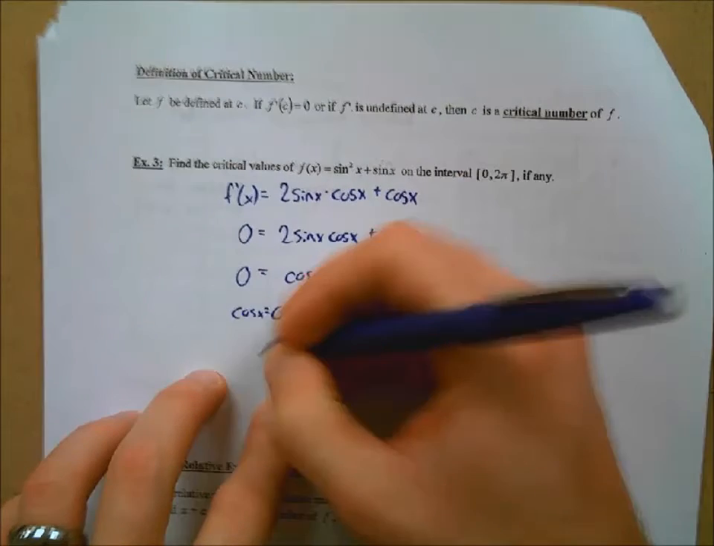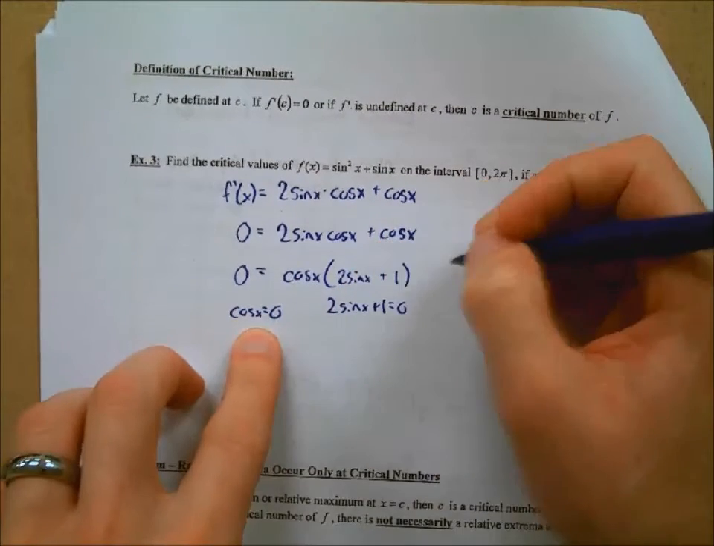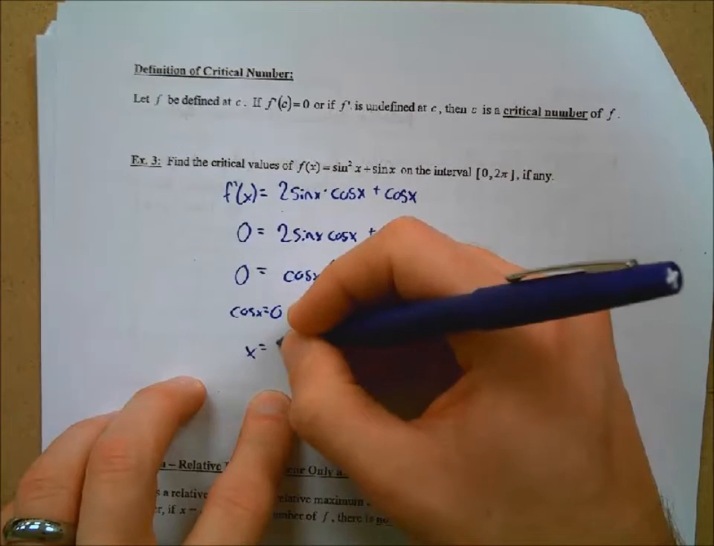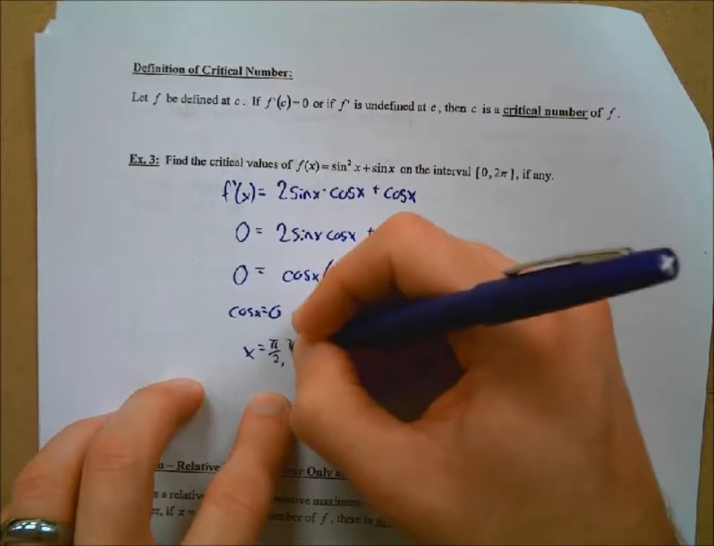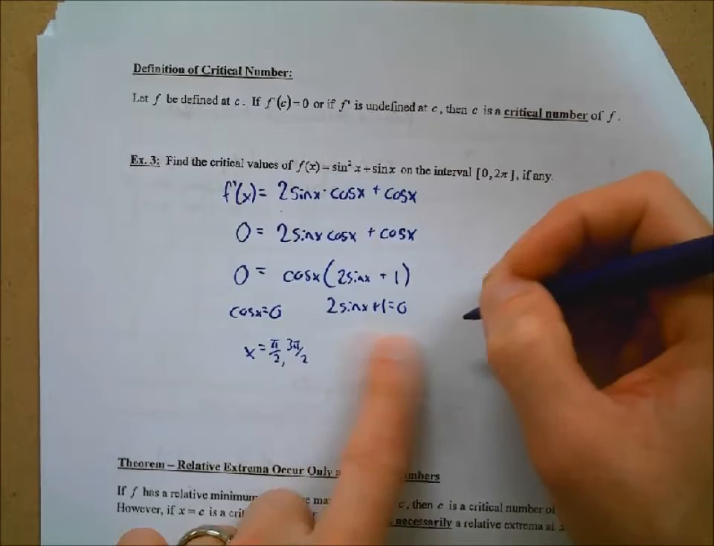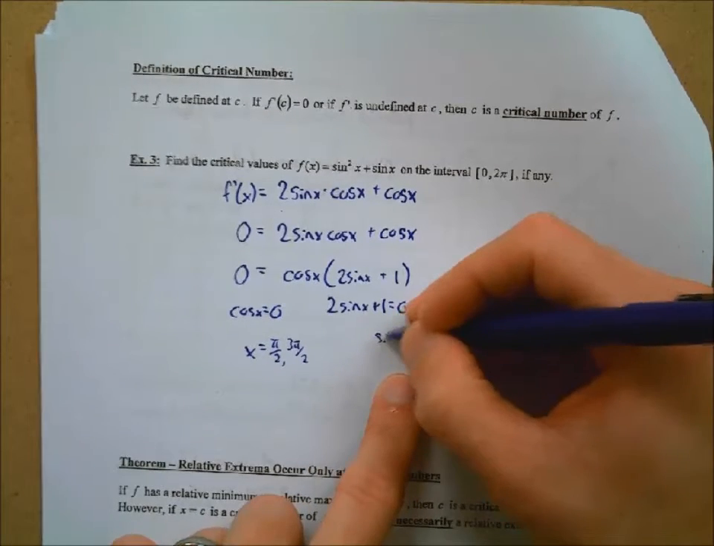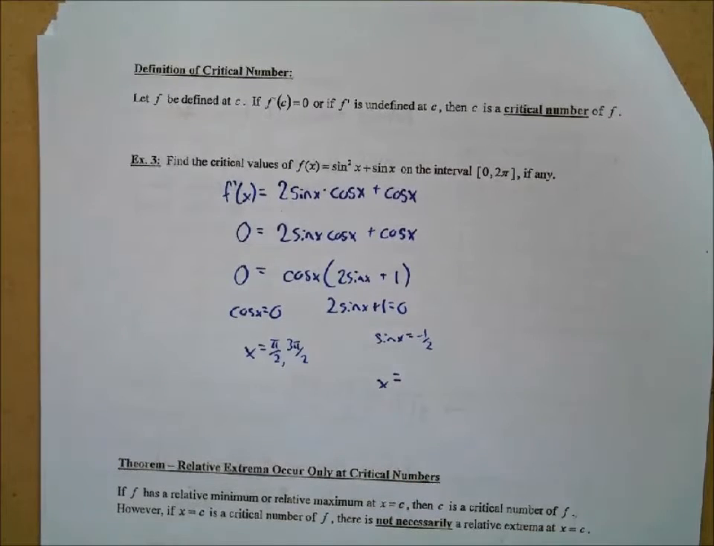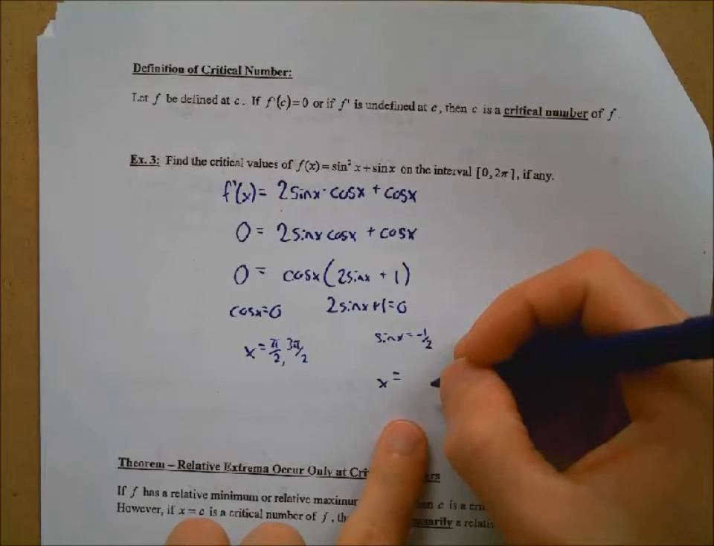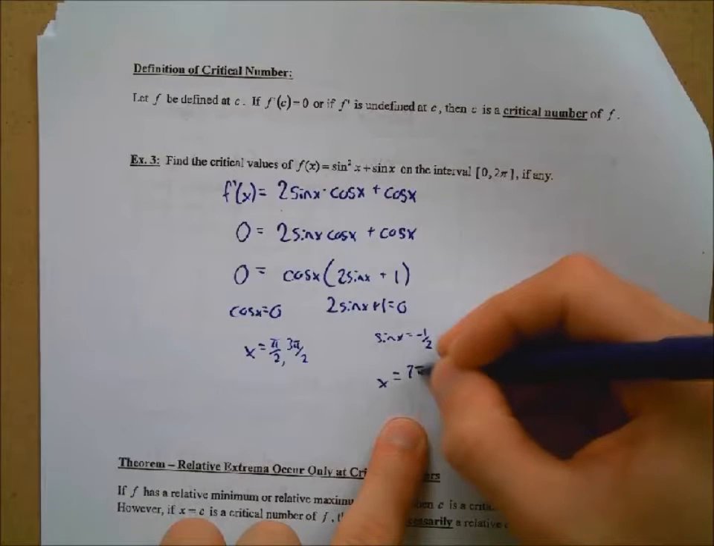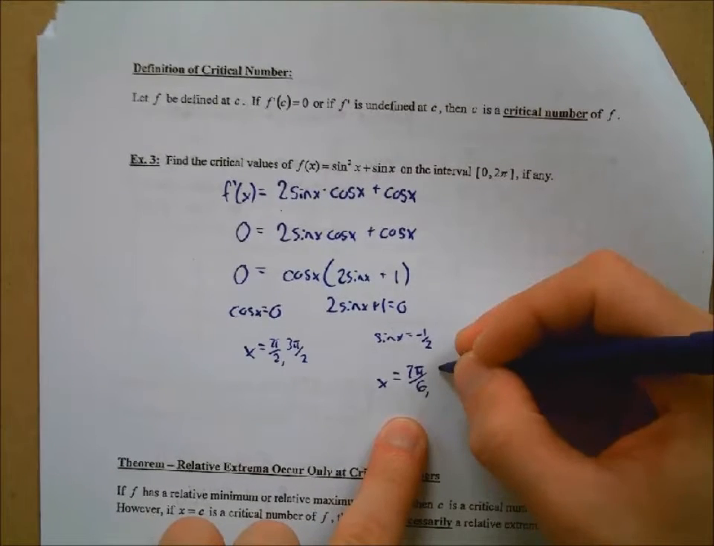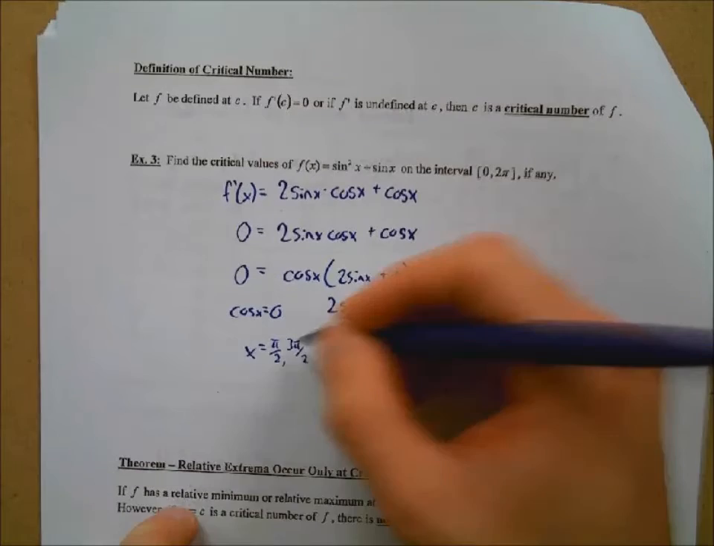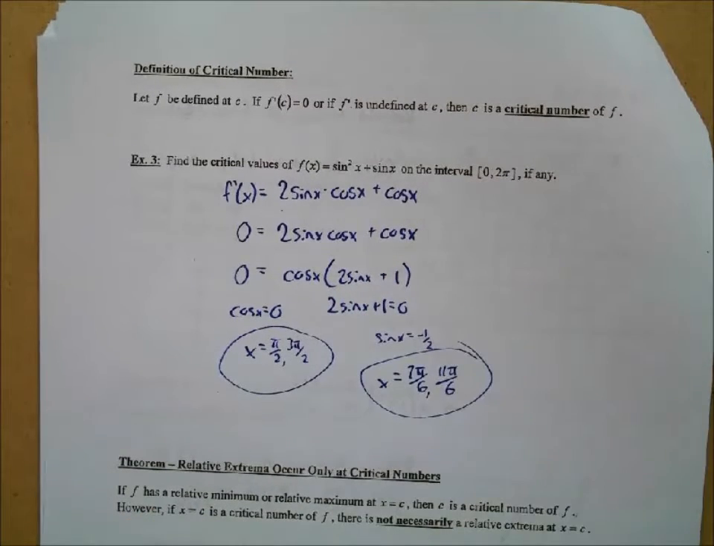And so cosine of x equals 0 from 0 to 2 pi, that's at pi over 2 and 3 pi over 2. And then 2 sine of x plus 1 equals 0, that's when sine of x equals negative 1/2. And sine of x equals negative 1/2 at x equals 7 pi over 6, 11 pi over 6. And it's okay if you need to draw your reference triangles in order to do that stuff, that's fine.